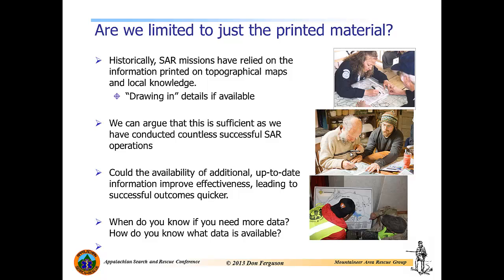So with the GIS, we can incorporate that feature into our actual map and allow us to turn layers on and off. Now we can argue that topographical maps are sufficient for conducting search operations because that's what we've always used. We've either used maybe a topographical map or a park map or something like that. And yes, we have found people by doing that.